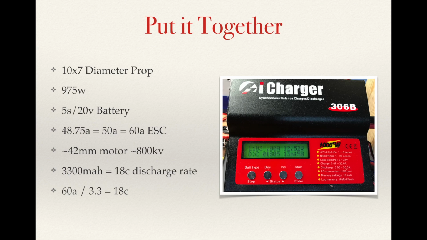And then I just know based on personal experience that means I'm going to wind up with about a 42 millimeter motor that runs about 800 kV. Now, the point of all this is now you have what you need. You know what your prop size is, you know what your wattage is, you know what your voltage is, and you know what your amp draw is. You know what all those things are. Now you can just go shop and look at the specs.